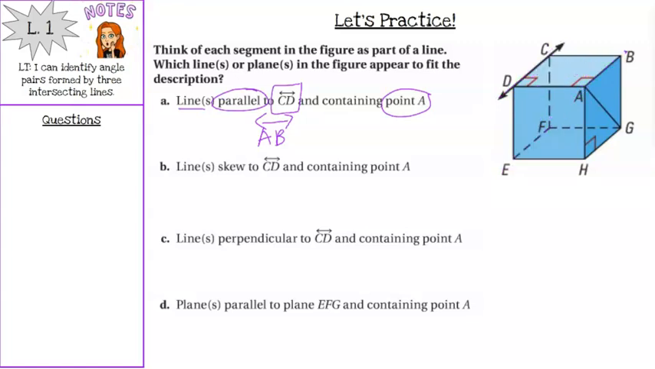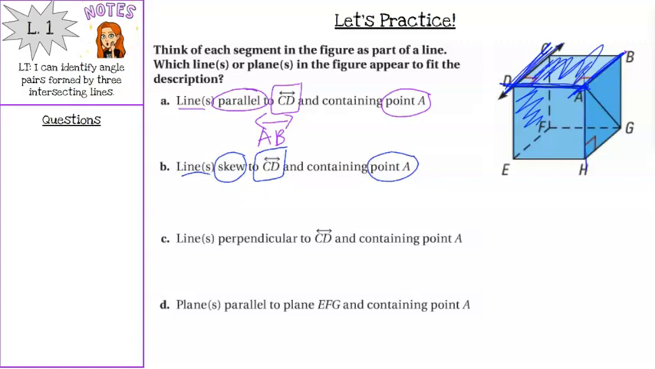Next example, line or lines skew to CD, and again containing point A. Now skew means they're on different planes, so we're not going to use this top plane and we're not going to use this side plane, and it has to contain point A and cannot intersect line CD. Line AB would be on this top plane, so we can't use line AB. Line AD is on the top plane and intersects CD, so we can't use that line. So we're left with 2 other lines.